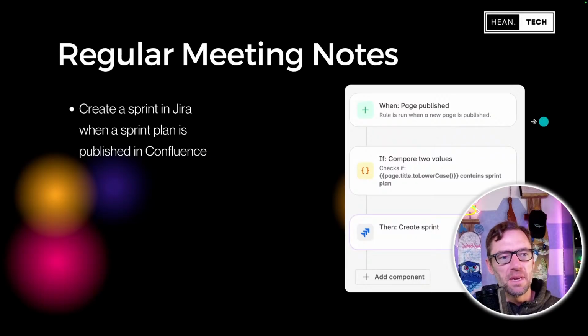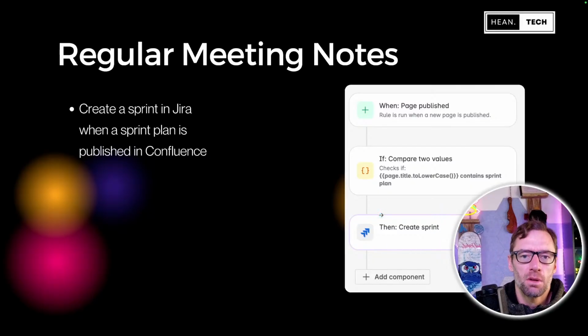I mentioned regular meeting notes, or regular sprints, I meant to say. I forgot to update the header. But if a page is published and it contains the words sprint plan, go make a sprint in Jira for me. So with automations, the biggest hurdle most folks have is they don't know what they can do. A better way to think about it is go talk to your team and figure out what they're doing manually and then help them do that auto-magically. Take time to identify a few use cases.